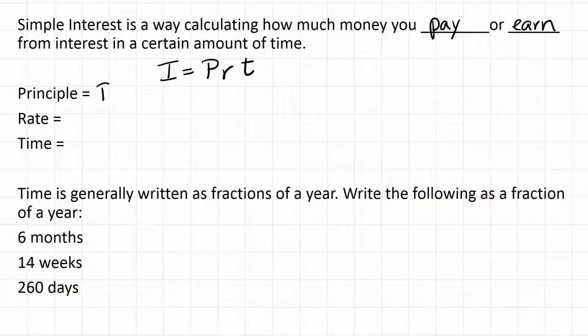Principal is the P, and it stands for the amount of money that you put into an account at the beginning, or the amount of money that you borrow at the beginning.